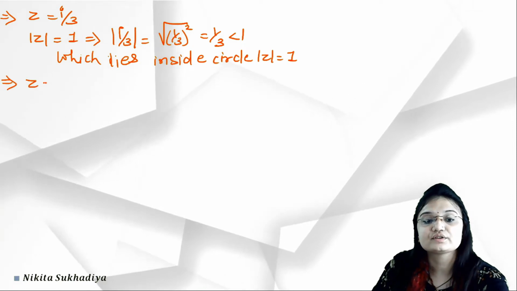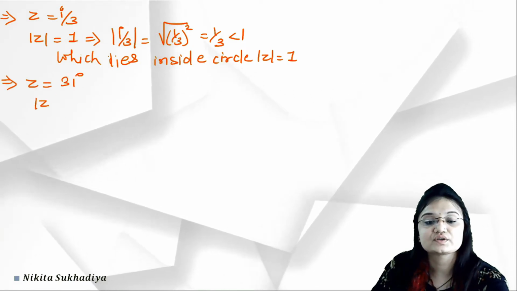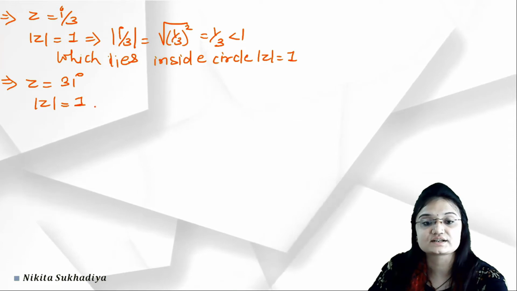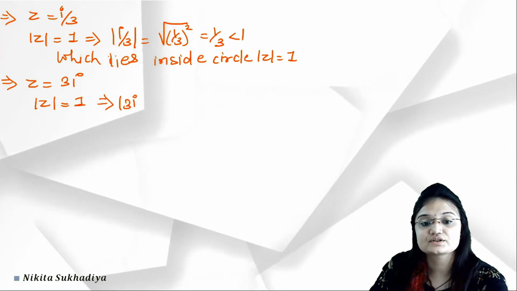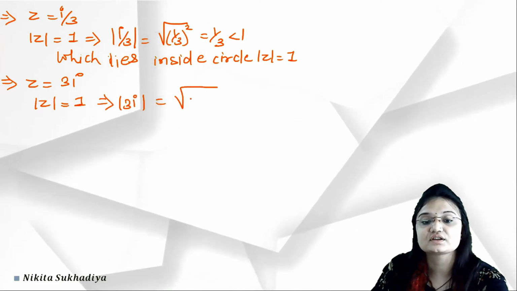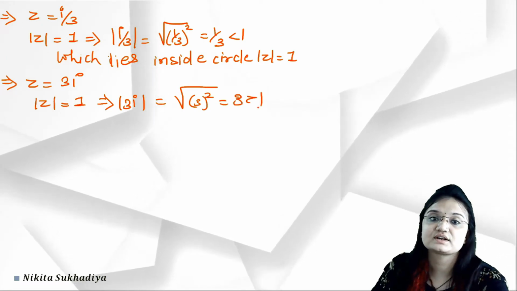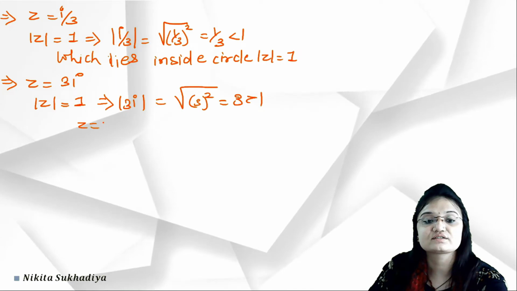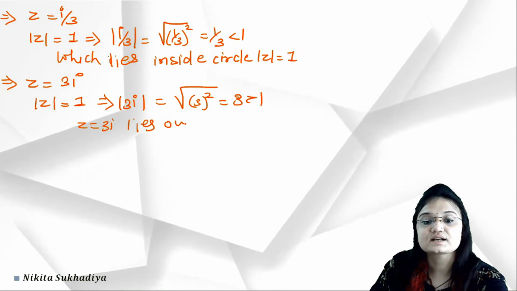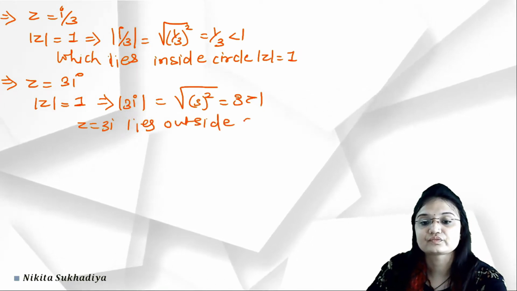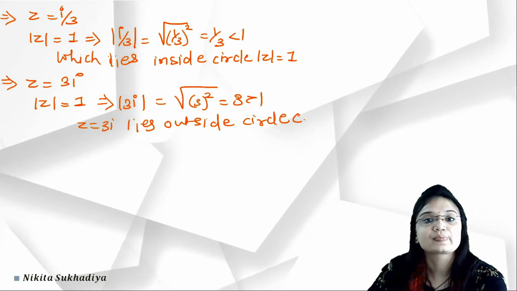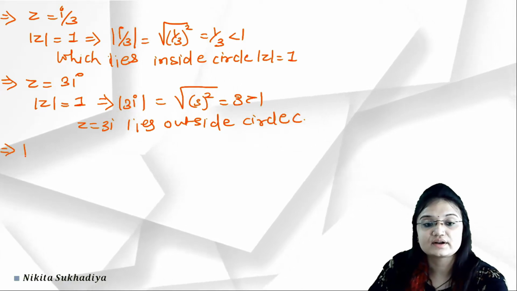And for the second point, we have z is equal to 3i. So we have the circle modulus of z is equal to 1. So put here, so this is modulus of 3i. So this is nothing but the square root of 3 squared. So this will become 3, which is greater than 1. So z is equal to 3i lies outside the circle C.